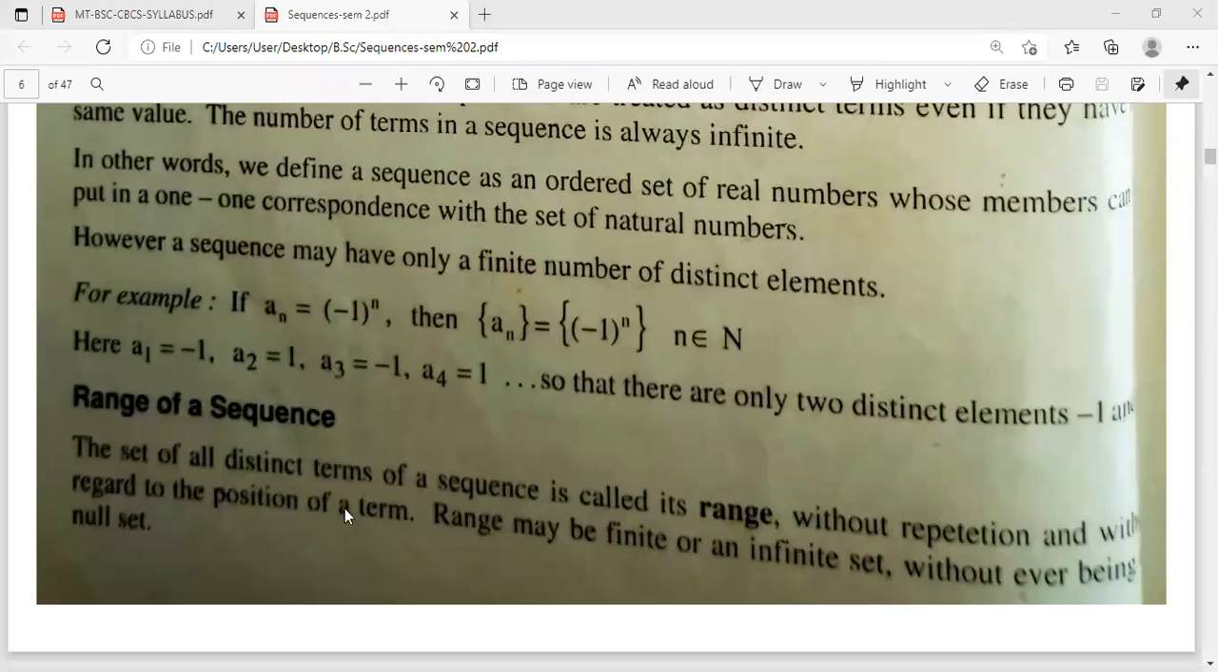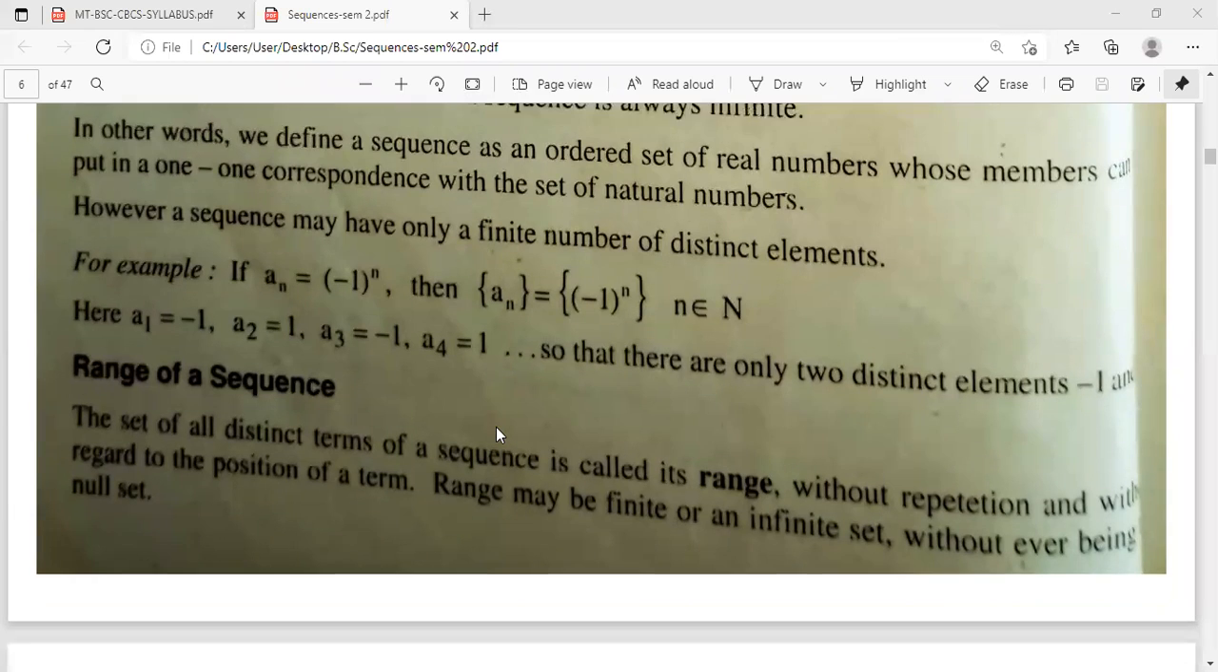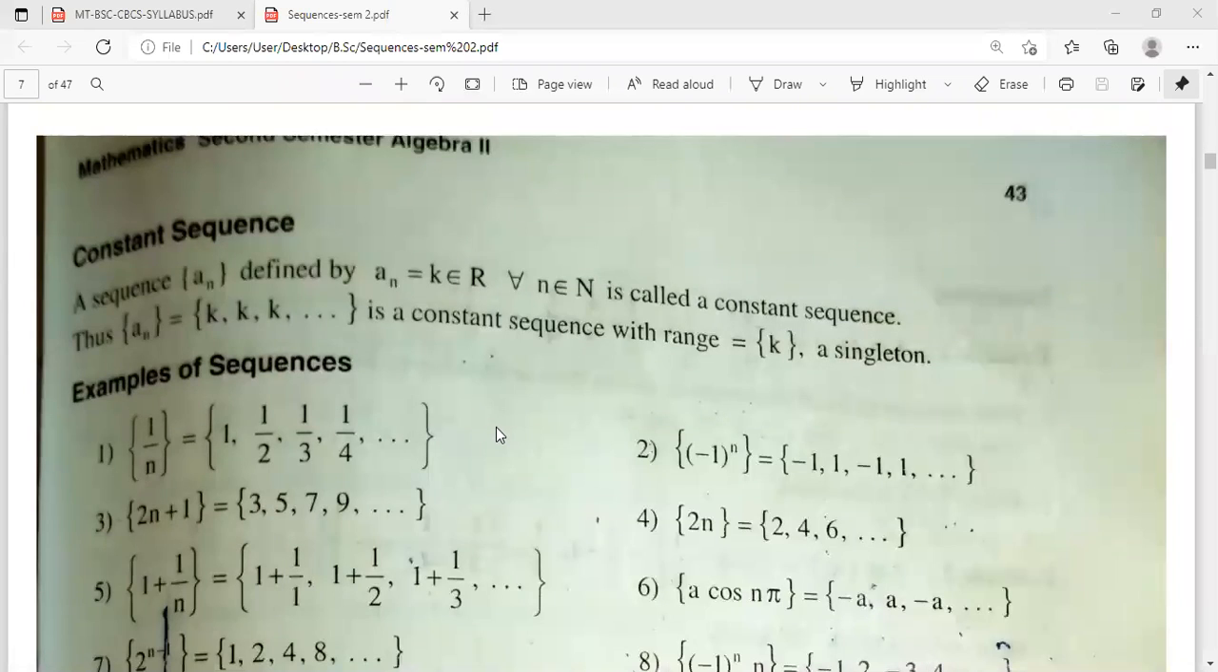Then you have to study the range of the sequence. The range of the sequence means the set of the distinct elements of the sequence, without repetition regarding the position of the term. Take a sequence an equal to k for n belongs to N. Then you get the range equal to the set containing the element k, that is called a singleton set. What is a singleton set? The set containing a single element is called a singleton set.